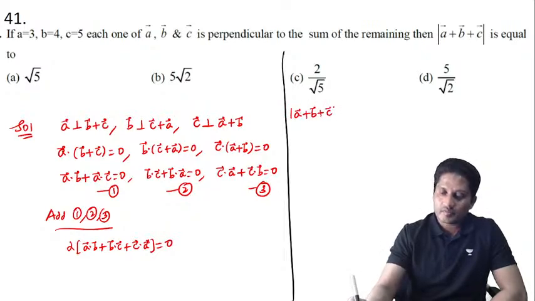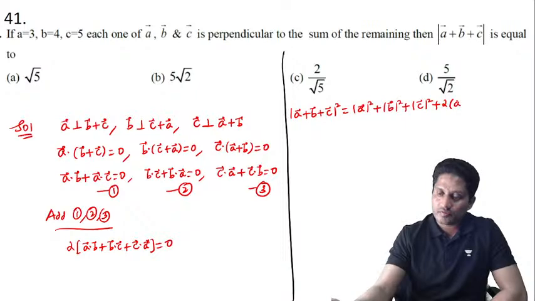Mod of A plus B plus C the whole square. This is A square plus B square plus C square plus 2 into a bracket 2 times A dot B plus B dot C plus C dot A. Okay, so this is 0.